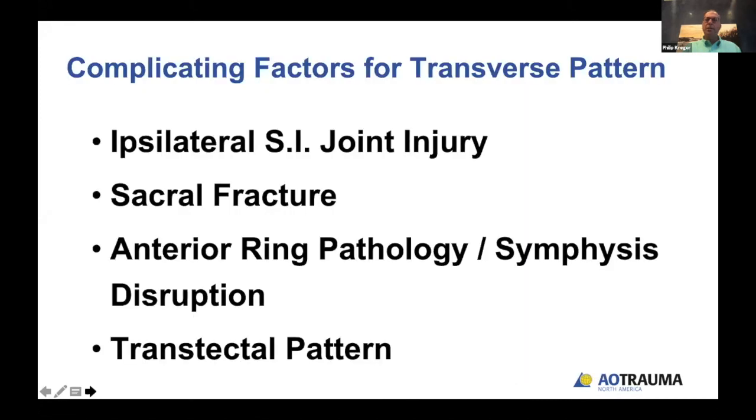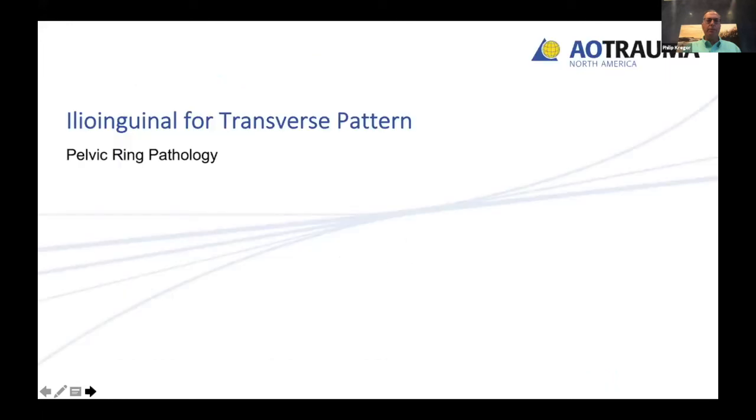Now, what makes the transverse fracture more complicated? This is a really important slide because I think it can save you literally hours in the operating room. If you have an ipsilateral SI joint injury, if you have a sacral fracture, either ipsilateral or contralateral, if you have anterior ring pathology or a symphysis disruption, and if you have the transtectal pattern.